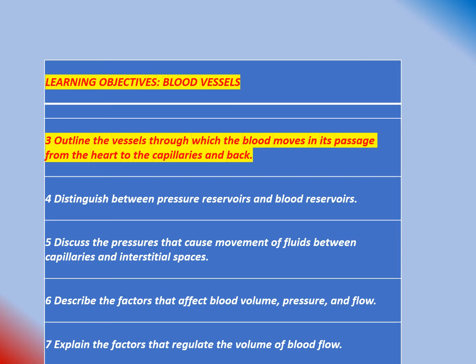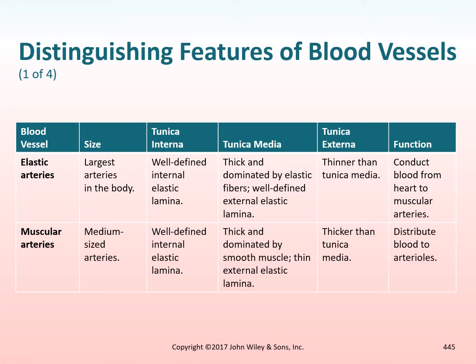Now we should look at the vessels through which blood moves in its passage from the heart to the capillaries and back one more time. And you should know that the aorta is an elastic artery, the radial artery is a muscular artery. They're also known as distributing arteries. And the elastic arteries are also called conducting arteries.